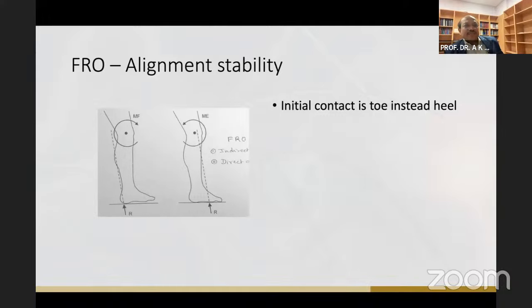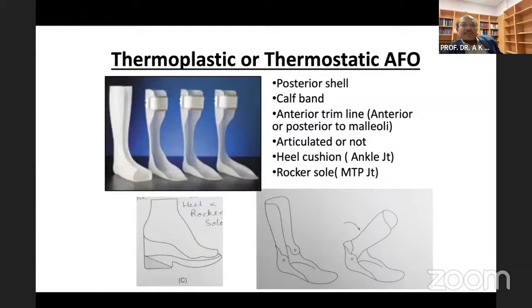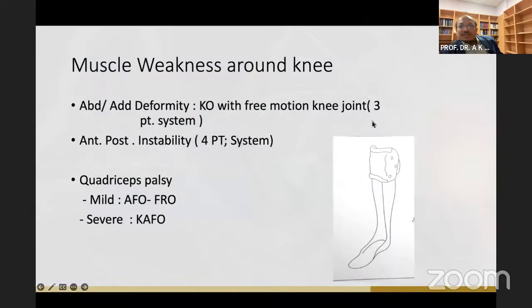And this alignment, which provides the stability, is known as the alignment stability. This plantar flexion allows the passive locking of the knee joint. So that is the alignment stability. Even without quadriceps, the patient can lock the knee joint because of this alignment. So that is basically the FRO, the floor reaction orthosis.